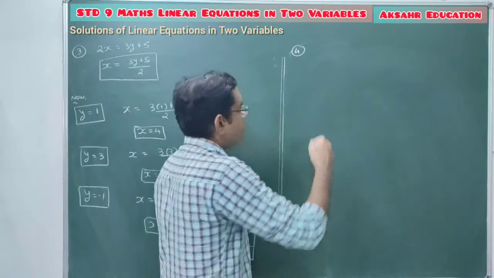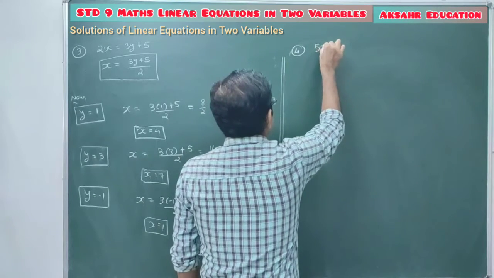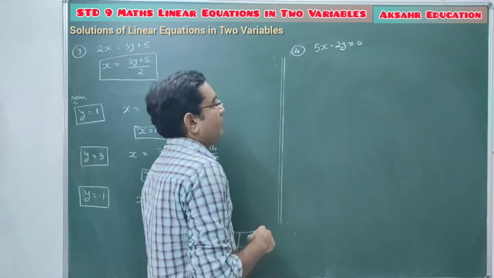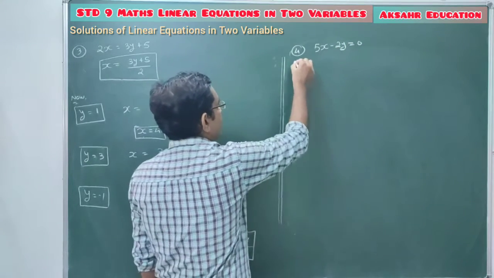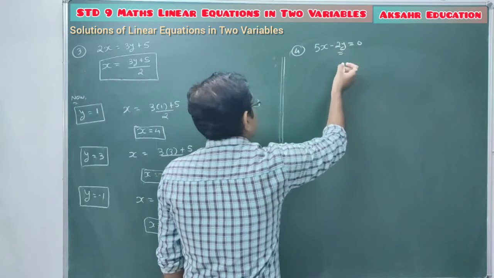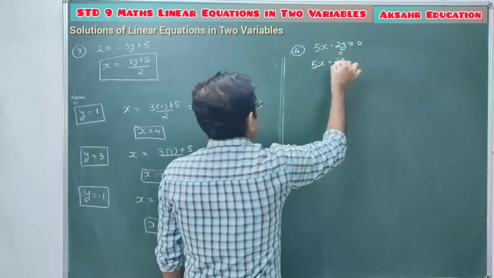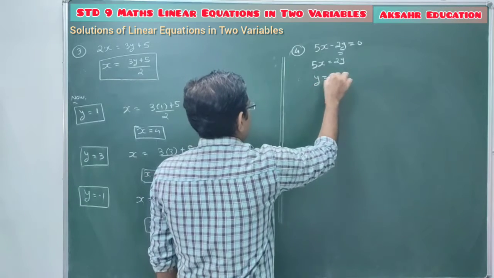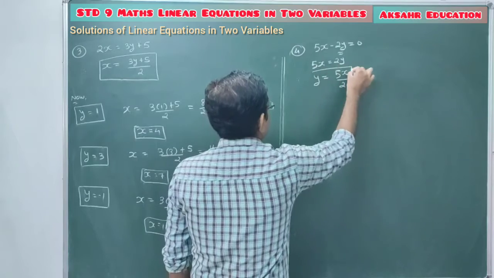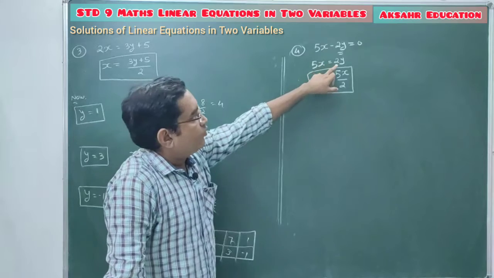Now consider question number 4, in which we are given 5x minus 2y equal to 0. Now first step, write this given equation in form of any variable. Suppose we are writing the equation in form of variable y. So 5x equal to 2y, and therefore we can write y equal to 5x by 2. You can also write this equation in form of variable x. So it will be x equal to 2y by 5.